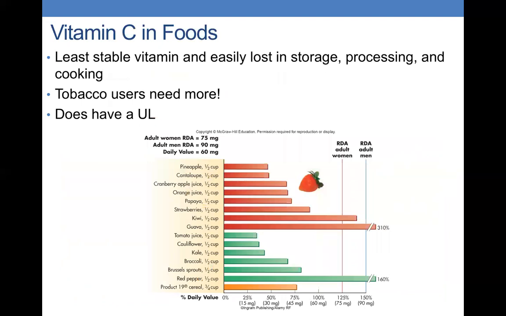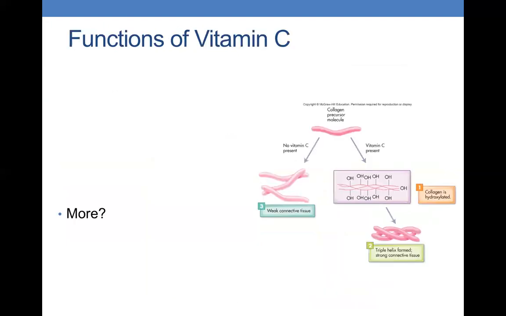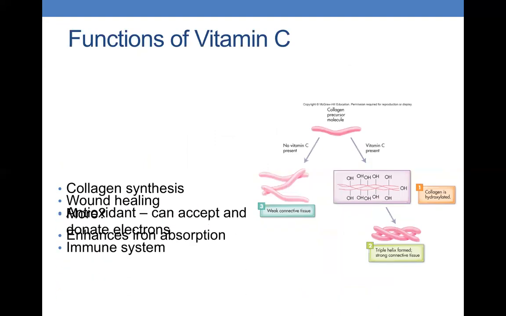Tobacco users need more vitamin C because vitamin C has some roles as an antioxidant, and tobacco users are exposed to many oxidizing agents. There is an upper level for vitamin C, and high doses of vitamin C can cause nausea, gastrointestinal distress, can lead to kidney stones, or potentially interfere with blood tests for diabetes or blood in the stool.